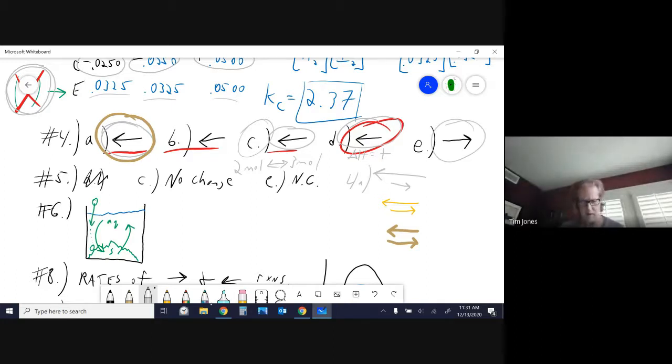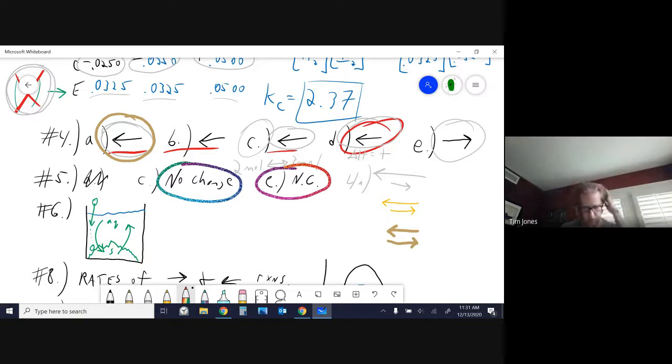5, there's not a whole lot to say except for C and E. C is no change because the moles of gas are equal. So in C, if you increase the pressure, you speed up both sides, but you speed them up equally, and so nothing happens to the amounts of the chemicals or the constant value. You just speed them both up equally, and E is also no change.